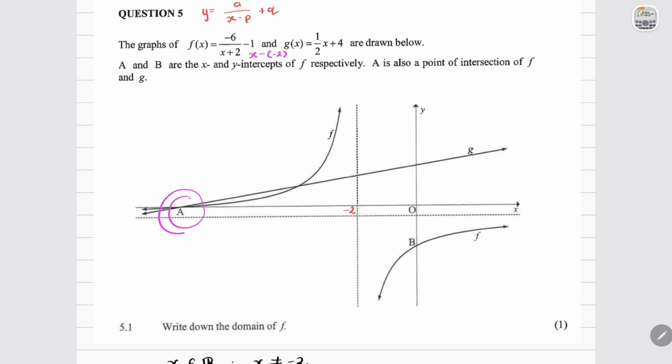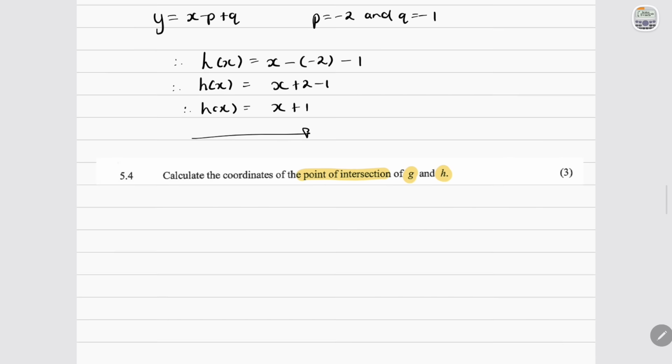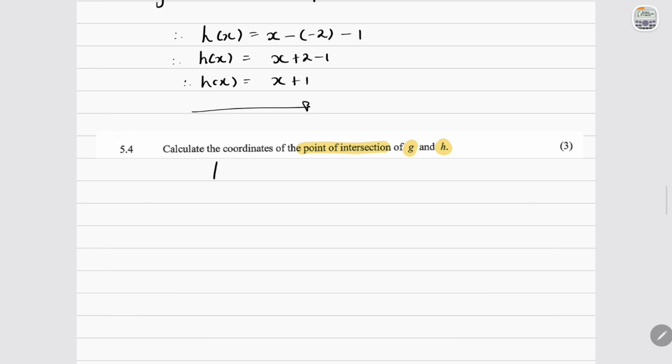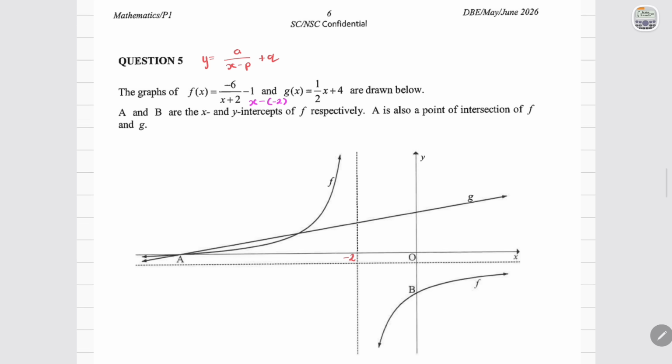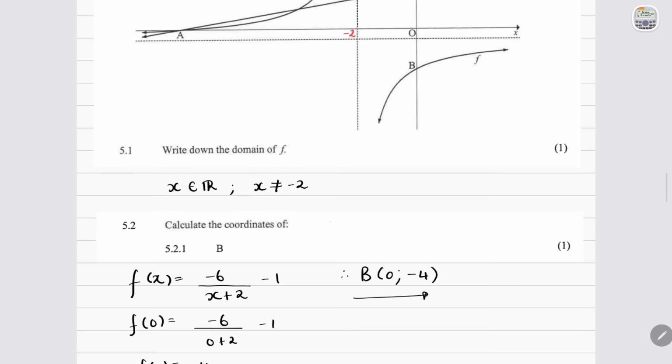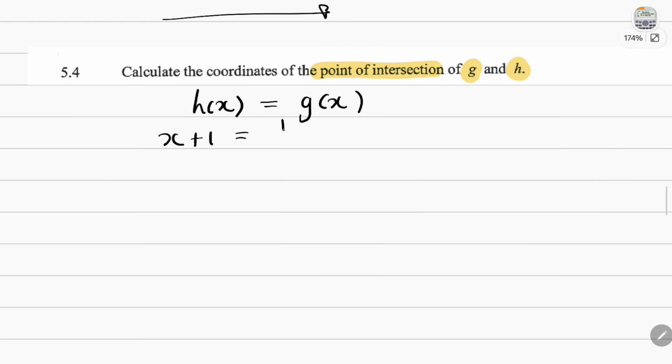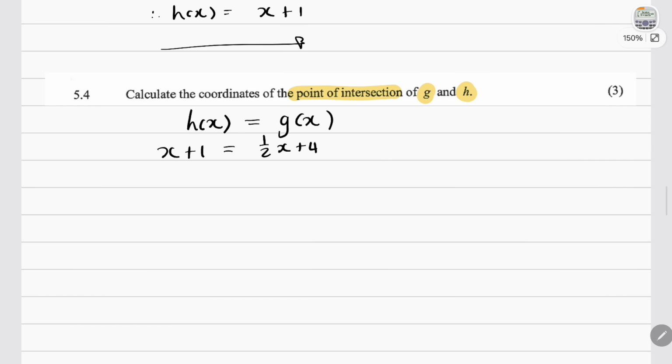If you're trying to find a point of intersection, this is the point where the y values of the graphs are exactly the same. And so we're just going to make their y values equal. So you're going to take h of x, you're going to equate it to the y values of g of x. And so we have x plus 1 is equal to, the graph of g, its equation was this, okay, 1 over 2 x plus 4. So we'll just say a half x plus 4, and then just solve for x and y. So we'll solve for x here, and then we'll find the y value.